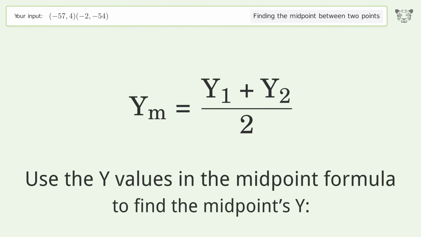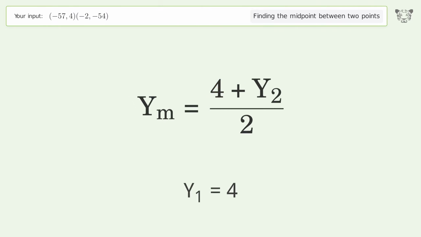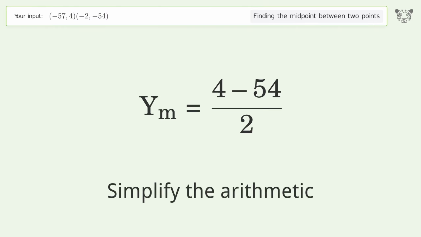Use the y values in the midpoint formula to find the midpoints y. y1 equals 4. y2 equals -54. Simplify the arithmetic.